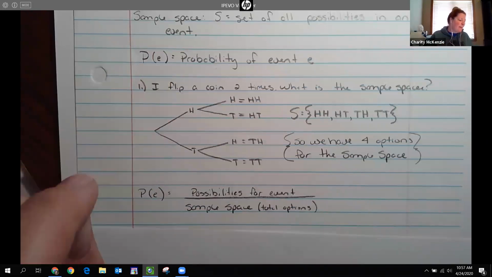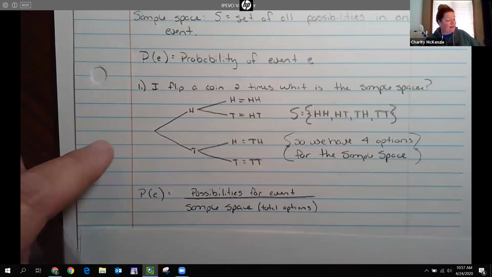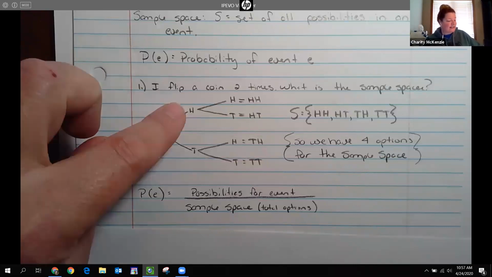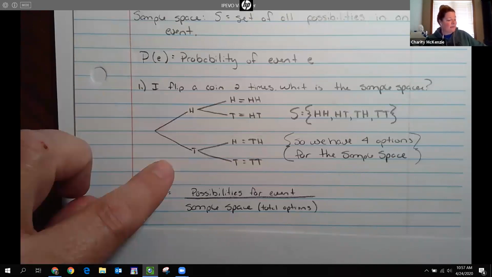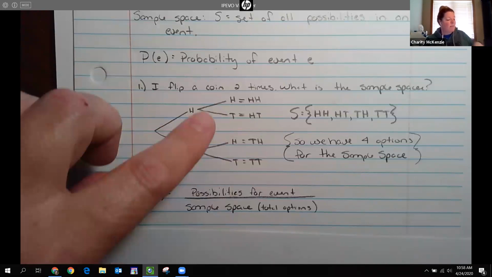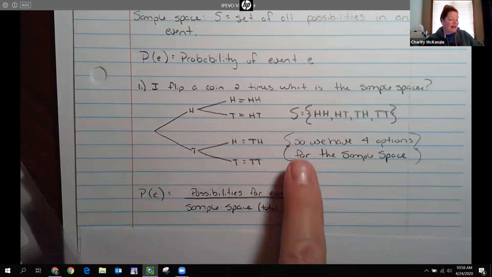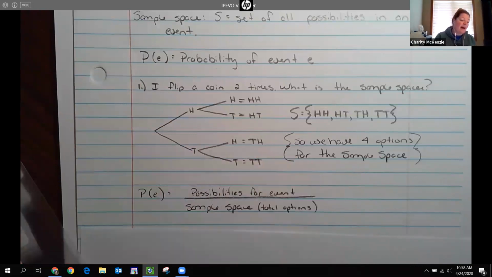So this first example, I flip a coin 2 times. What is my sample space? I didn't just flip it once, I flipped it twice. So I drew a tree diagram because those are really handy in a lot of probabilities. I would have my first 2 choices as heads and tails. On the second flip, I would have heads or tails also. So these are my options. I could have had head, head, head, tail, tail, head, or tail, tail. That's my sample space. So we have the number 4 in our sample space.